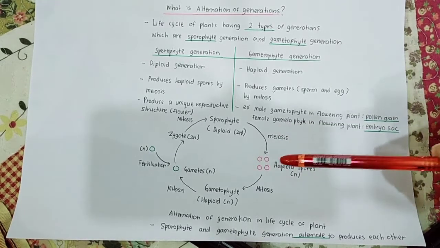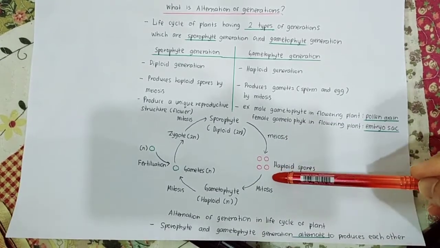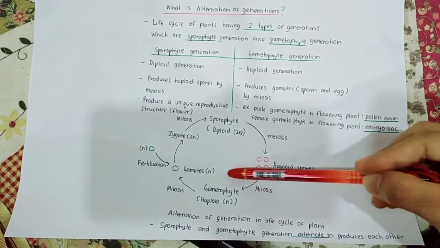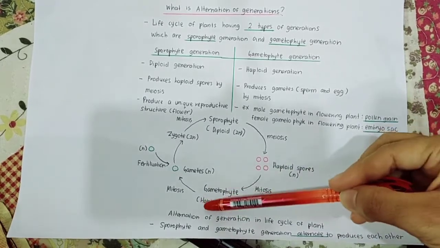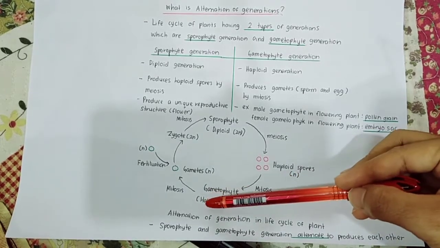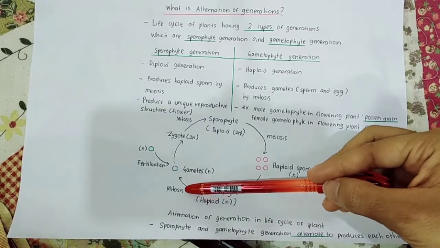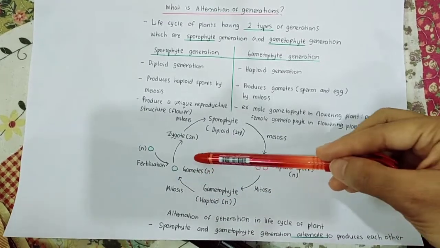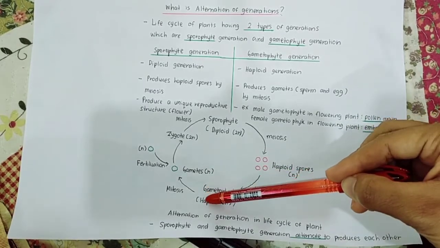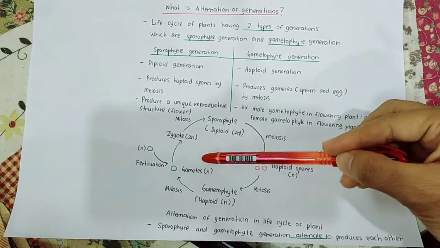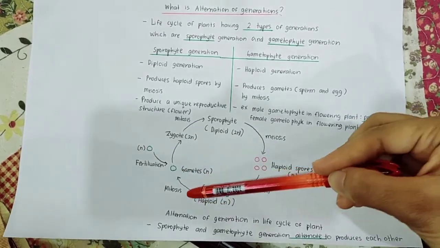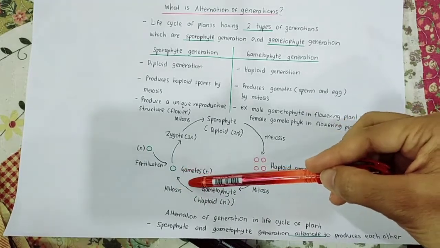Okay, so apa yang berlaku kepada this haploid spore, it will undergo mitosis. So it will form gametophyte. So here kita boleh nampak di sini dah terbentuknya gametophyte generation. And then from this gametophyte, it will undergo mitosis. Then it will produce gamete. Maksudnya kalau di sini ni adalah male gametophyte, bila berlaku mitosis, it will produce male gamete. Kalau di sini adalah female gametophyte, bila berlaku mitosis, it will produce female gametes.